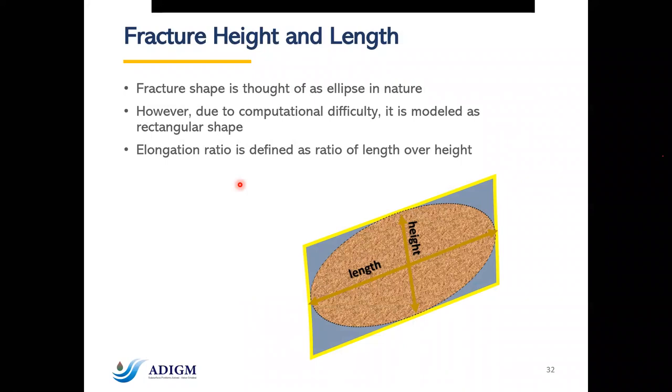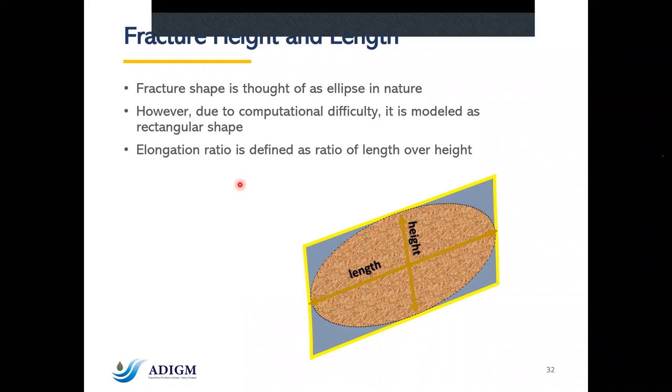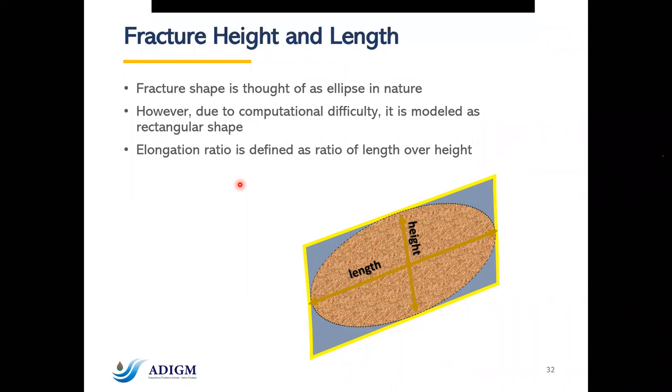The next parameter is the fracture height and length. The fracture shape is thought of as an ellipse in nature, but due to the computational difficulty, it's modeled as a rectangular shape with four sides, but sometimes you can put six sides to try to mimic the ellipse shape. The elongation ratio is defined as the ratio of length over height. So this is the fracture length, and this is the fracture height.